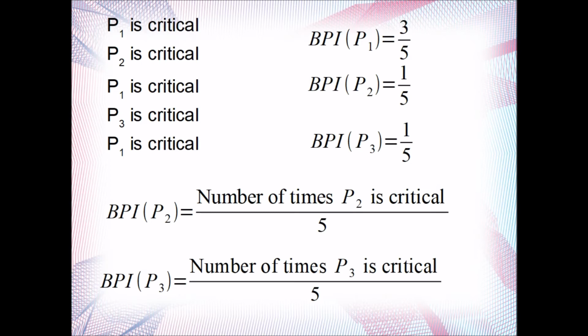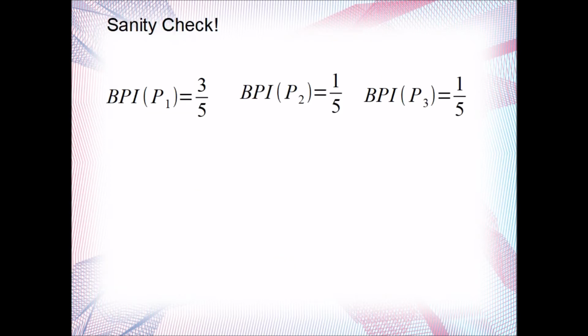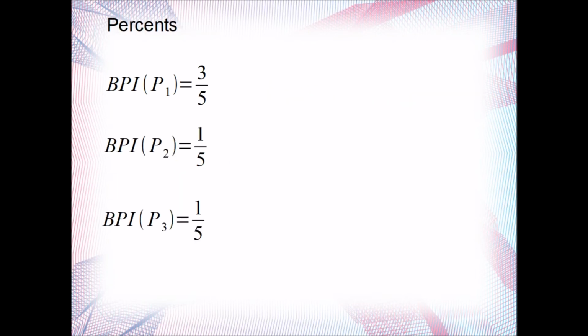So now we found the BPI for each player. Now one thing that's kind of nice is you can sort of check your work. Here are the BPIs of all of the players I figured out. BPI of player 1 is 3/5, player 2 has BPI 1/5, and player 3 has BPI 1/5 as well. If I add those fractions together, I get 5 out of 5, or 1. That's supposed to happen. So your fractions are supposed to add up to 1 when you're all done.